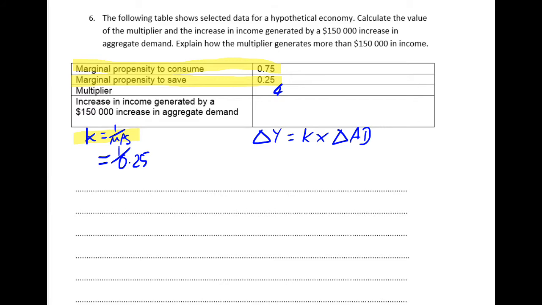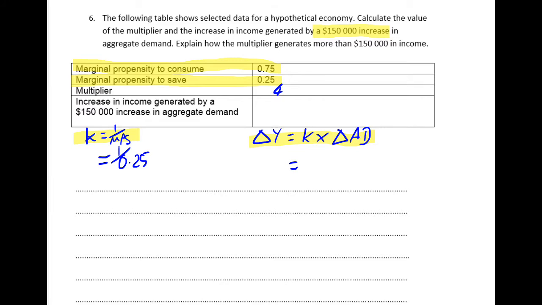Now the second formula that we need is this one. Now the change in total income that will result from an additional $150,000 increase in aggregate demand. Now where did this $150,000 come from? It might have come from consumption, investment, government spending, or a change in net exports. It could have come from any of those sort of factors of aggregate demand.